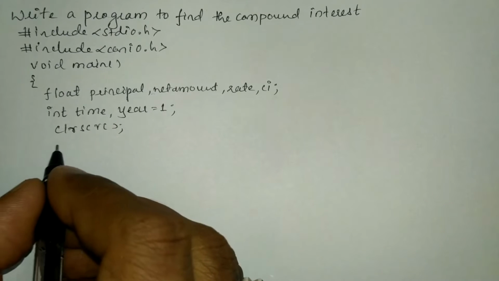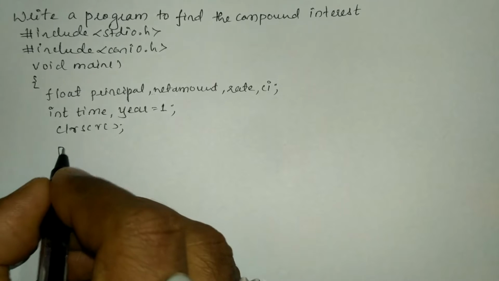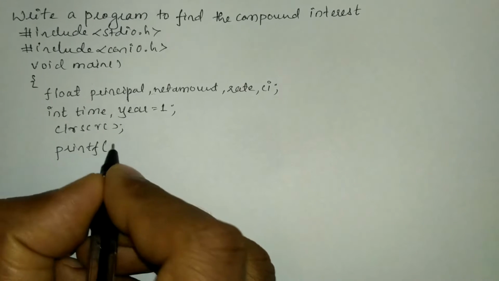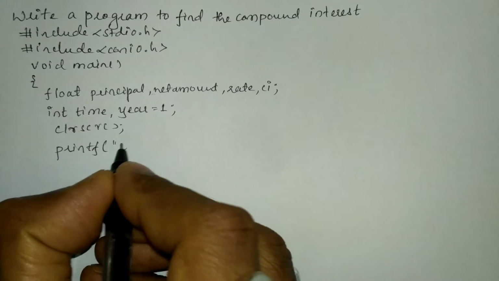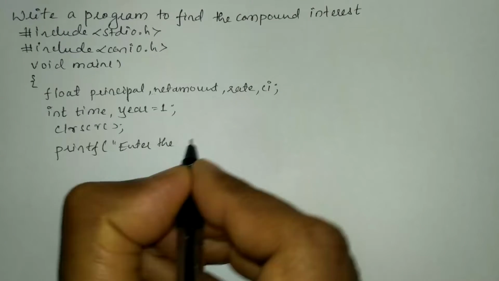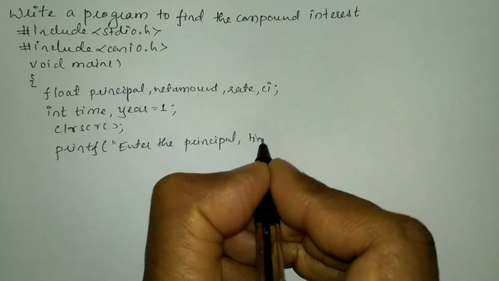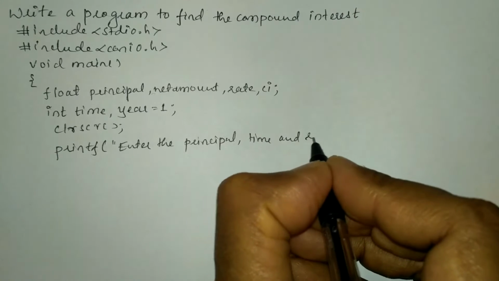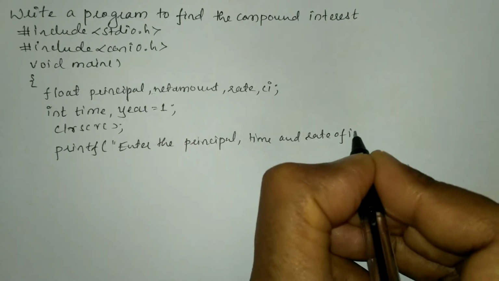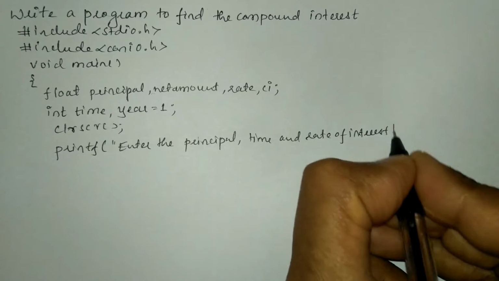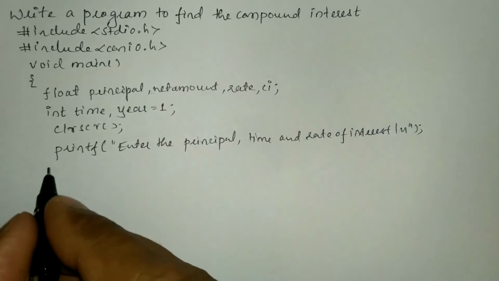Now we will ask the user to enter principal, time and rate of interest using the printf function. In a double quotation mark I'll write: enter the principal, time and rate of interest. So backslash n, end the double quotation mark and put semicolon.